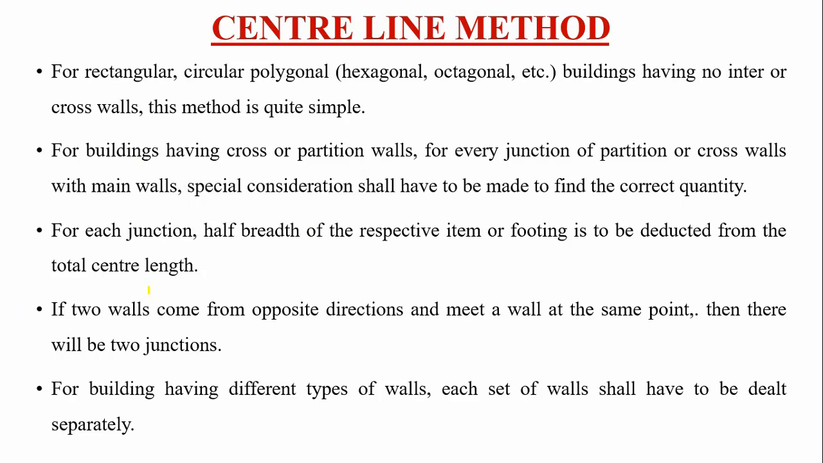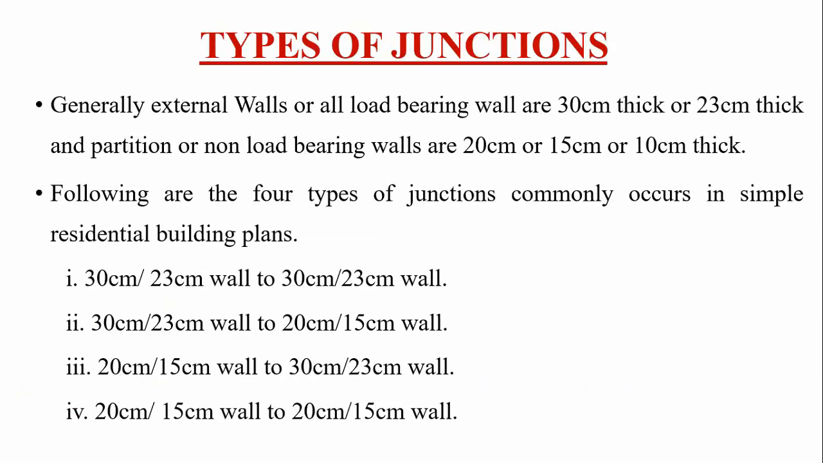Next, if two walls come from opposite directions and meet a wall at the same point, then there will be two junctions. Already I had explained this. Another point to be taken care of is that for buildings having different types of walls, if wall thicknesses or footing or foundation vary, that set of walls has to be dealt with separately. That means that line length has to be calculated separately. You cannot merge that item, right? This care has to be taken.